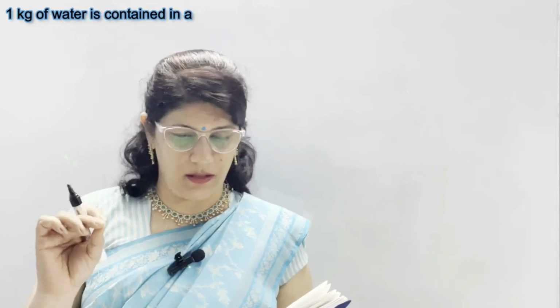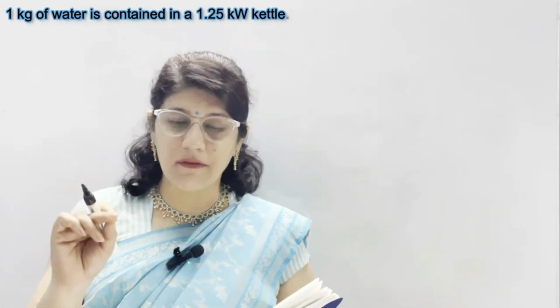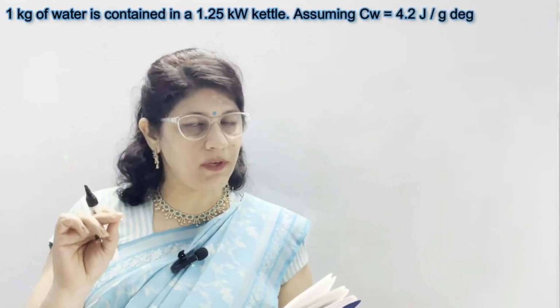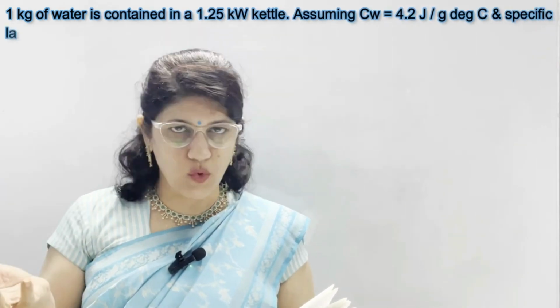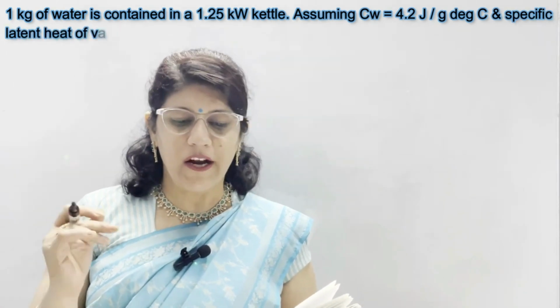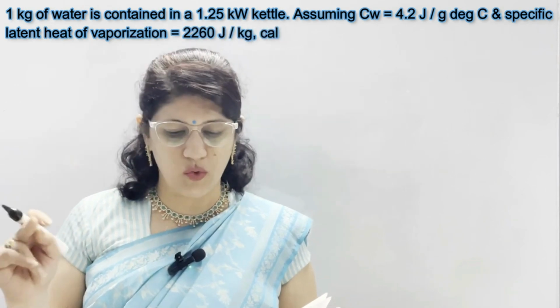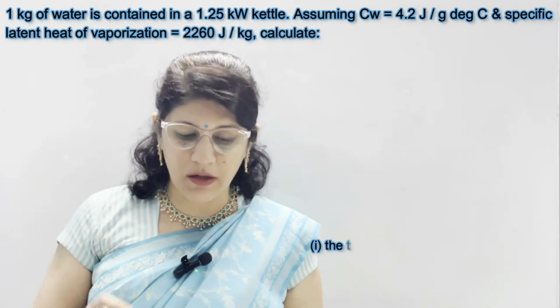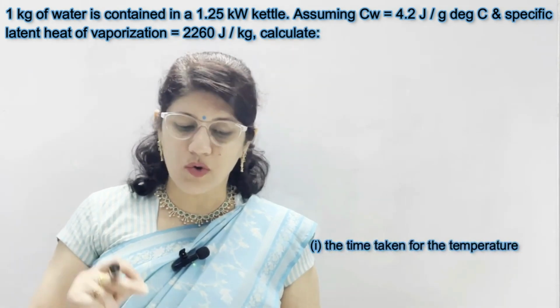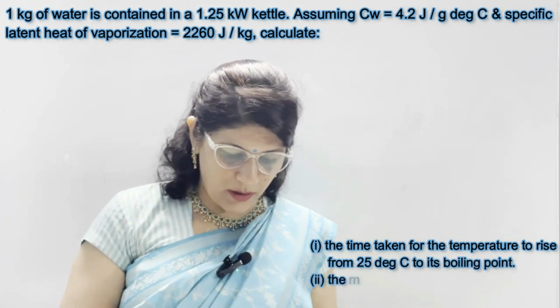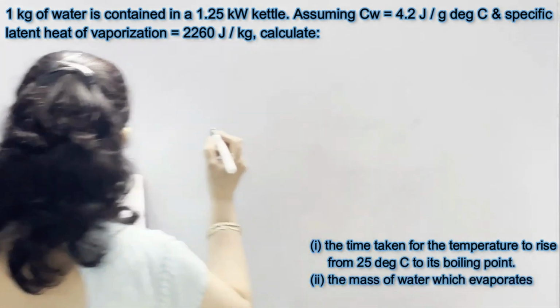Next numerical: 1 kg of water is contained in a 1.25 kilowatt kettle. The power of the kettle is given as 1.25 kilowatt. Assuming Cw, the specific heat capacity of water, is 4.2 joule per gram per degree Celsius, and specific latent heat of vaporization 2260 joule per gram. Calculate the time taken for the temperature of water to rise from 25 degrees Celsius to its boiling point. So here the mass of water is given as 1 kg.